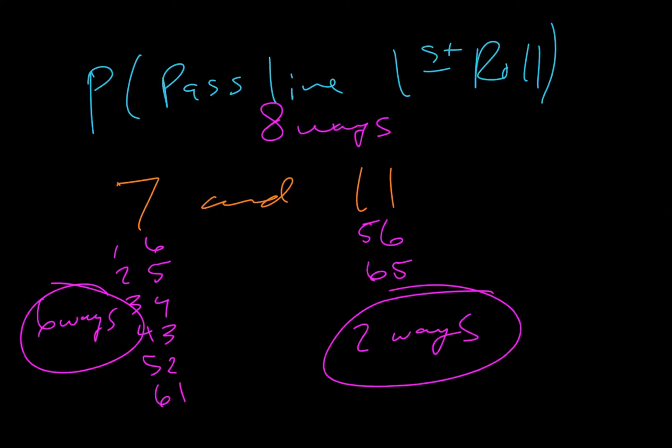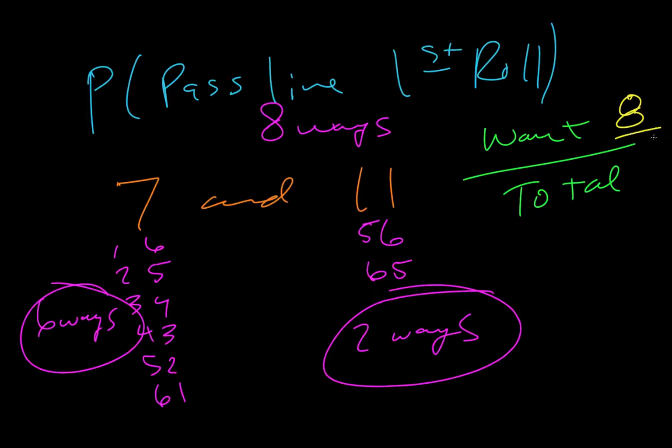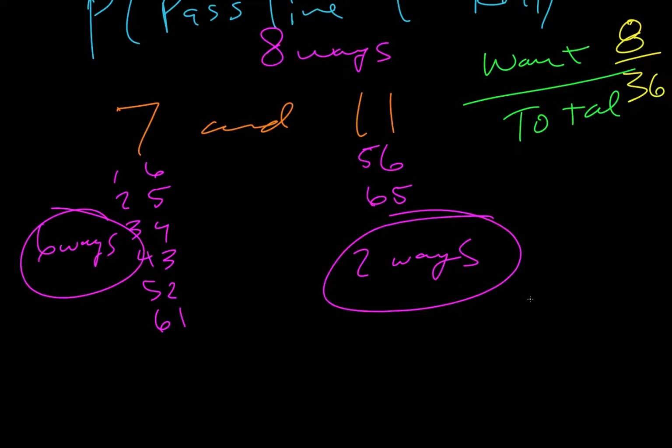Okay, and our basic rule of probability is just number of ways to get what we want divided by the total number of ways. Okay, so there's 8 ways to get what we want. So we'll put an 8 on top of this. And there are 36 different ways to roll two six-sided dice. Okay? And I'll just kind of show you this.